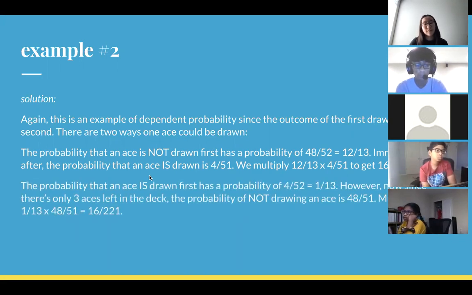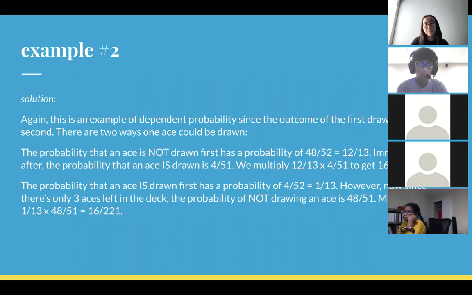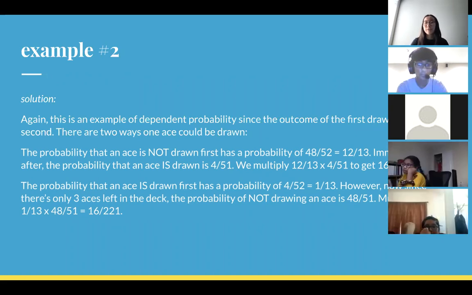But we also have to figure out the second possible way. So the probability that an ace is drawn first is going to be 4 over 52, because 4 aces and 52 total cards. And then after that, there's only going to be 3 aces left in the deck with 51 total cards. So the probability of not drawing an ace is going to be 48 over 51 for the second draw. And then if you multiply those together, you get again 16 over 221.